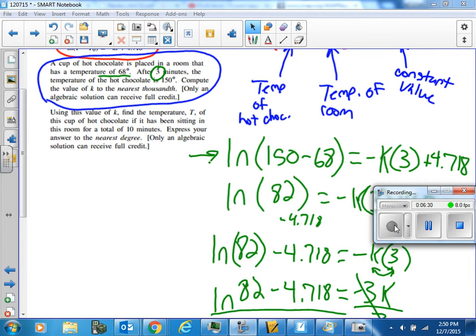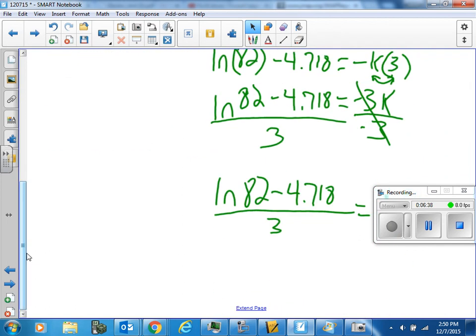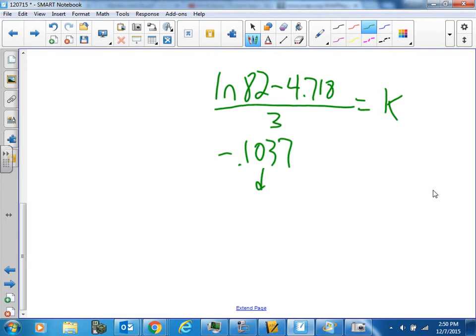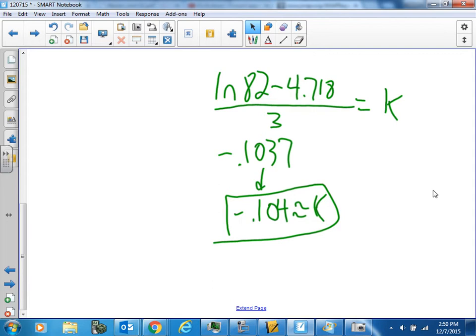Okay, it also said compute that value to the nearest thousandth. So when I plugged all that in, I got the value of negative 0.1037, which would give me negative 0.104 for k. So we have an approximate value of k now.